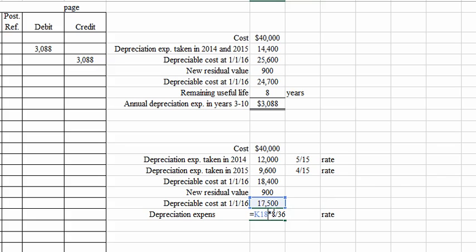So to get the amount here, we just set our depreciable cost, which is our cost minus depreciation already taken and the residual value, times our rate, 8 over 36, and that gets us to our amount, $3,889 depreciation expense for 2016.